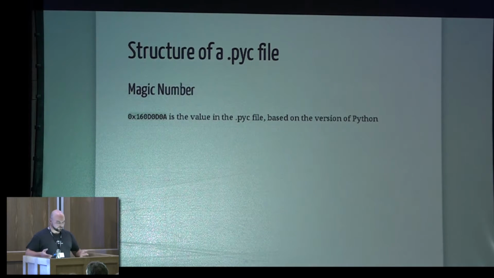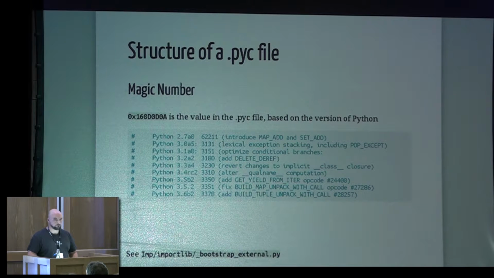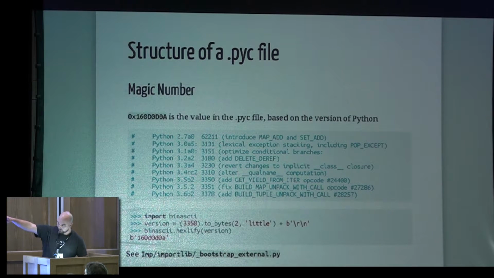For the magic number, as I said, it's information based on the version of Python. You know that when we have a new version of Python, we have a new magic number. From this information, you can detect the version of the PyC file. And I'm going to explain how to compute that. We have the number, in this case, 3350. And I'm going to encode it in little endian. We'll add some \r and \n, and I'm going to give the hex value. This value will be checked when you read a PyC file.